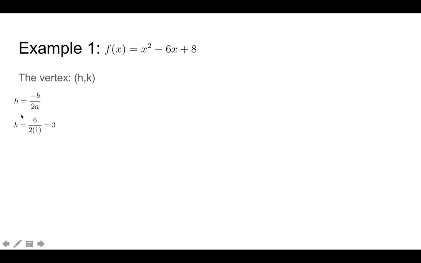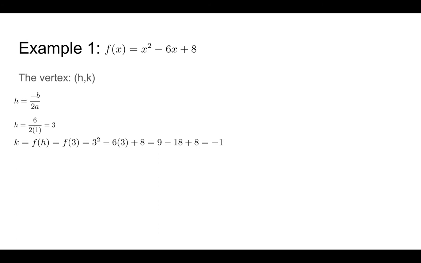Opposite of -6 is +6. A is 1. Twice 1 is 2. 6 over 2 is 3. We're halfway done. The x-coordinate of the vertex is 3. Hey, we saw that just looking at the picture a second ago.